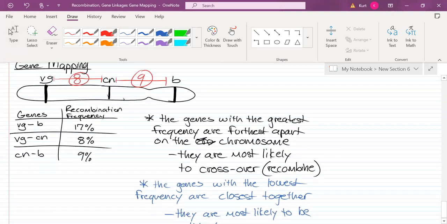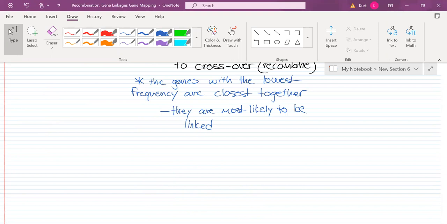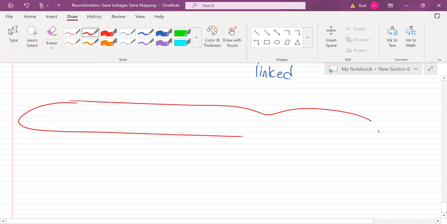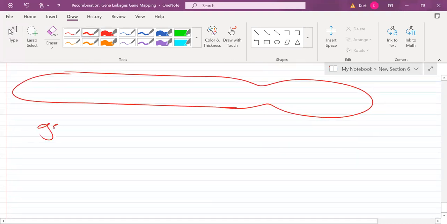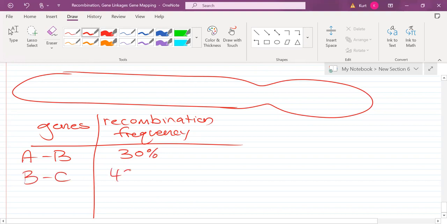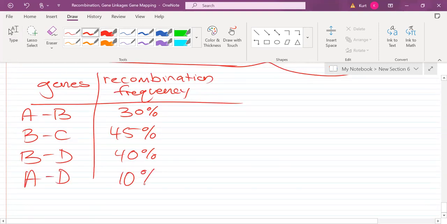All right, so that was an easy one. Let me give you one that's just a tad harder to finish out today's class. We have our chromosome. Genes. Recombination frequency. We have A to B, 30%. B to C, 45%. B to D, 40%. And A to D, 10%.